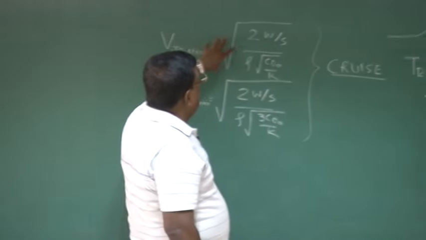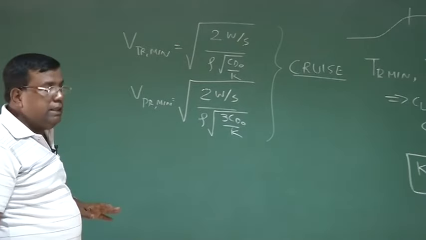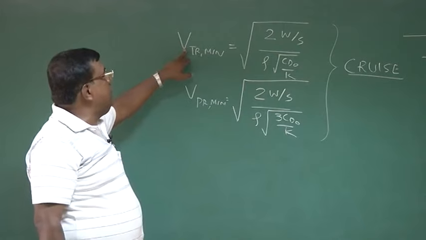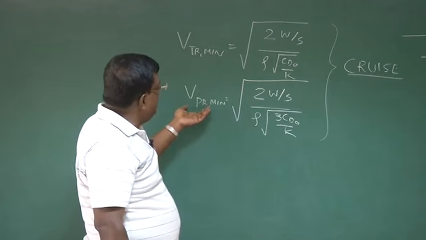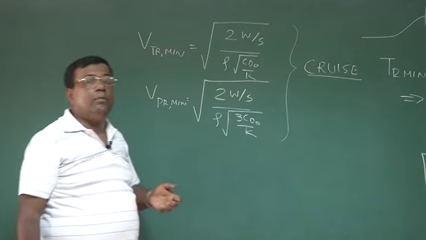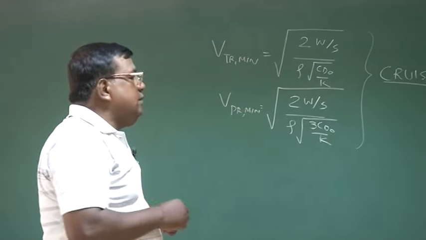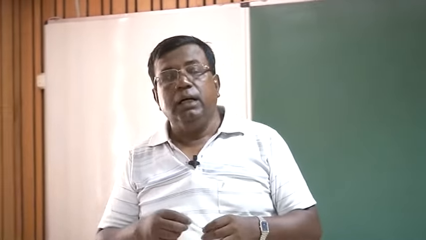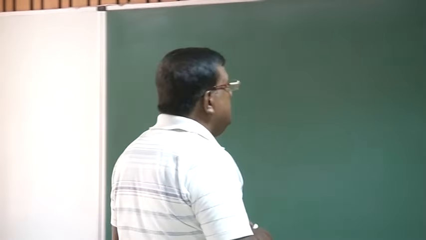If I have a closer look here, I could see that if W by S, the wing loading, is less, then the velocity or speed required for thrust required minimum also will be less, right? Similarly, for the speed for power required minimum, if wing loading is less, the speed for power required minimum also will be less. And when I say speed will be less, it has a direct impact on the engine. That means I will be requiring a lesser rated engine. The engine weight will be less, and engine complexities will be less, right?